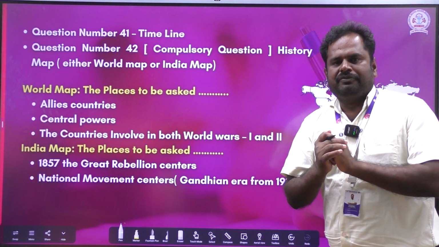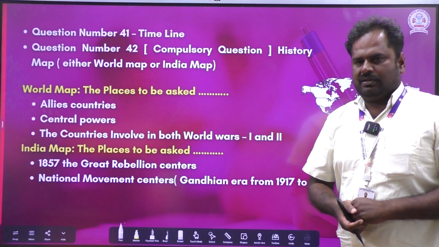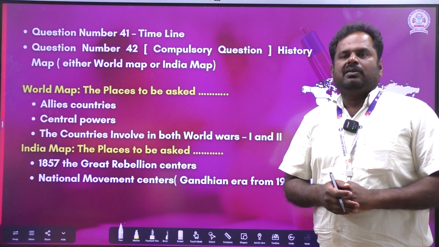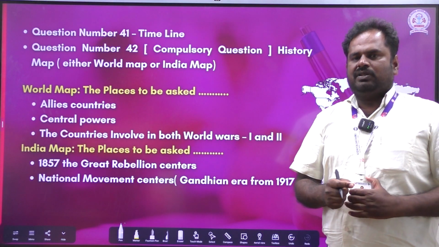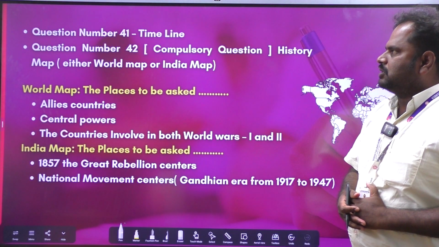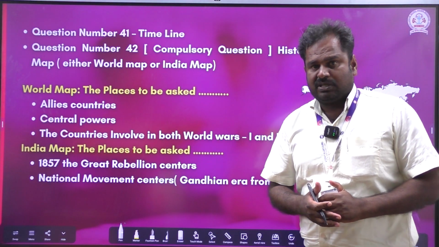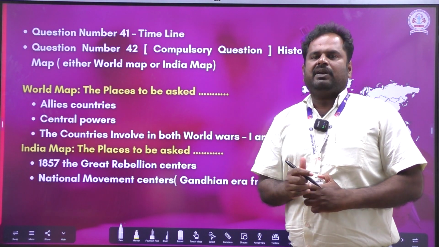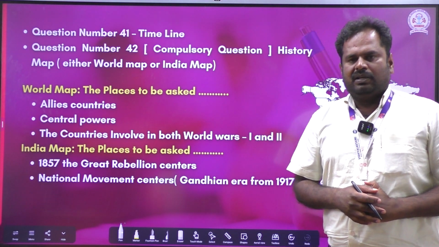Here, question number 41 stands for timeline. You have to check the timeline, whether it's an Indian event or a world event. You have to prepare both the events here. Sometimes in question papers, they mention a specific heading for the timeline.